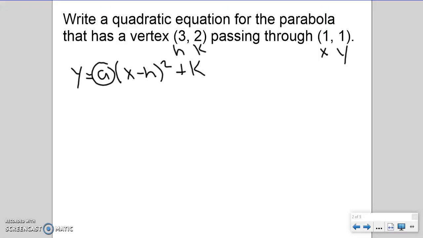So 1 is the value for y. I don't know what a is. x is also 1. h is positive 3, so I'm going to write that as negative 3 in my equation, and then plus 2 for my k value. So I'm going to subtract 2 and start to simplify these parentheses at the same time. So 1 minus 2 gives me negative 1.